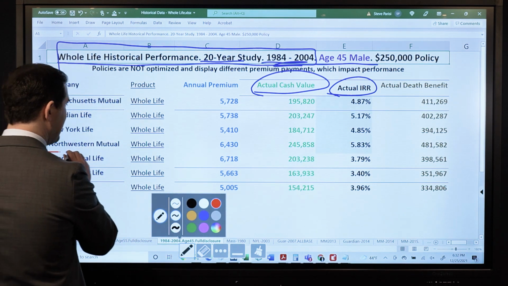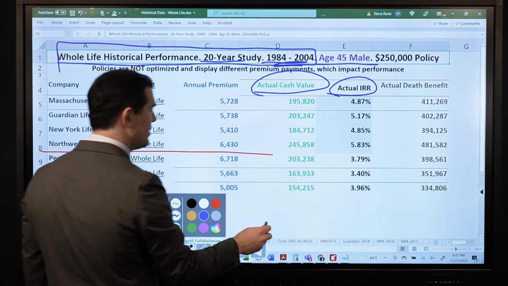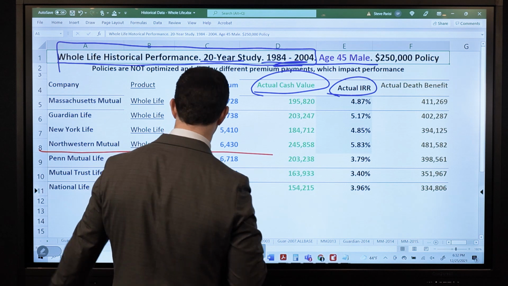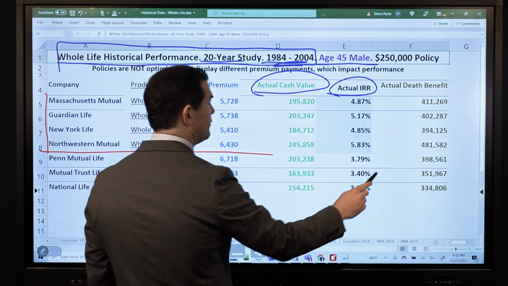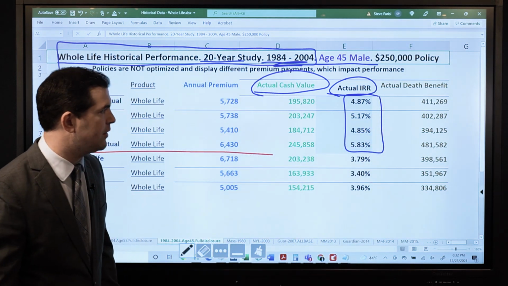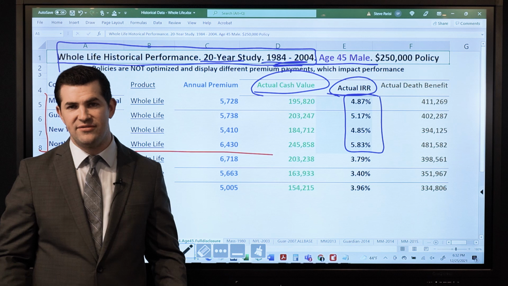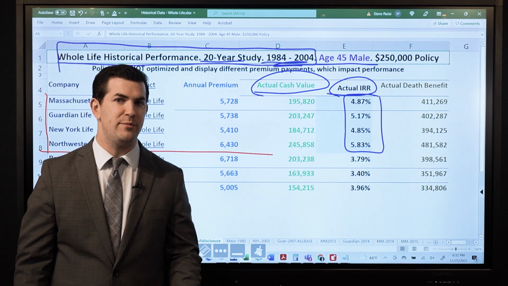I'm going to draw a red line here. And with that red line, what do you notice above it? Company selection. Sound familiar? There's your internal rates of return. The only companies I've seen consistently deliver IRRs of 4% or greater have been these four.